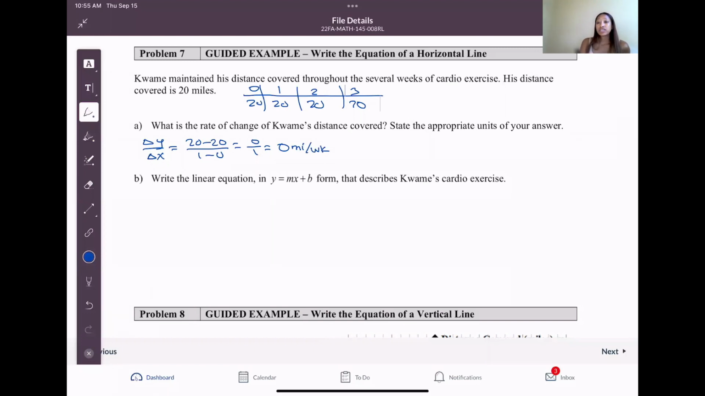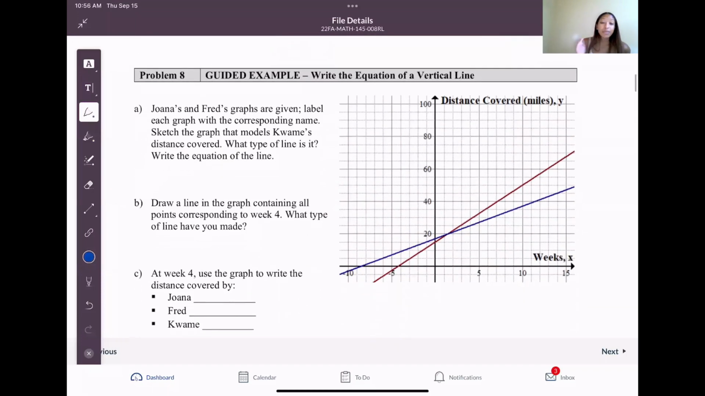All right, what does this mean as far as the equation that represents his running distance? So write the linear equation in terms of y equals mx plus b. That would be y equals 0x plus 20, because he started out at 20 miles and kept going 20 miles, which is actually just y equals 20. Doesn't matter what the week is, the output is always going to be 20. We get a horizontal line for Kwame's situation. Because he's maintaining his same distance the entire time, the line isn't increasing or decreasing, it's horizontal. Problem 8 says that we have a vertical line.